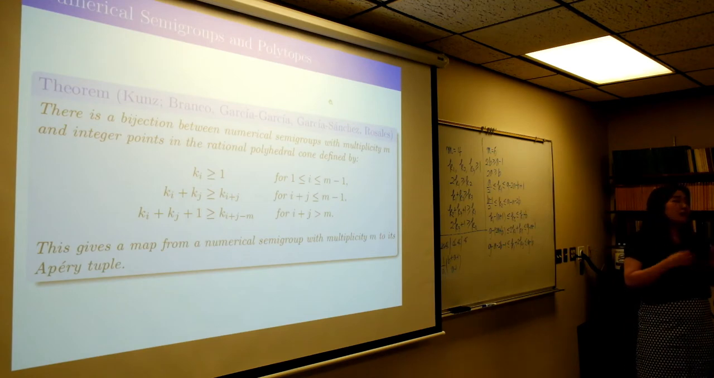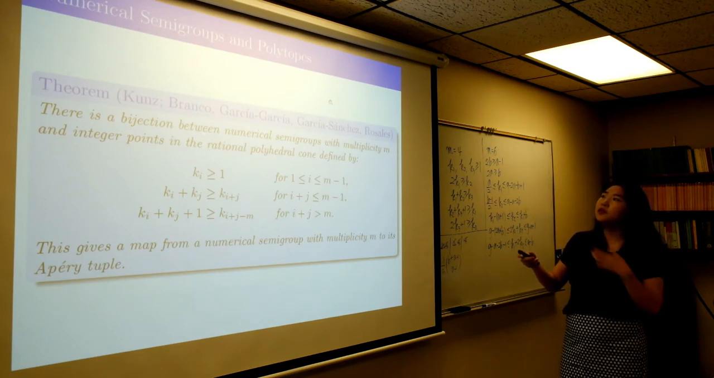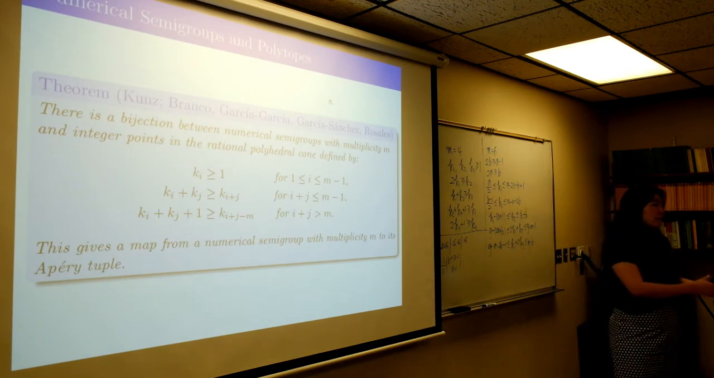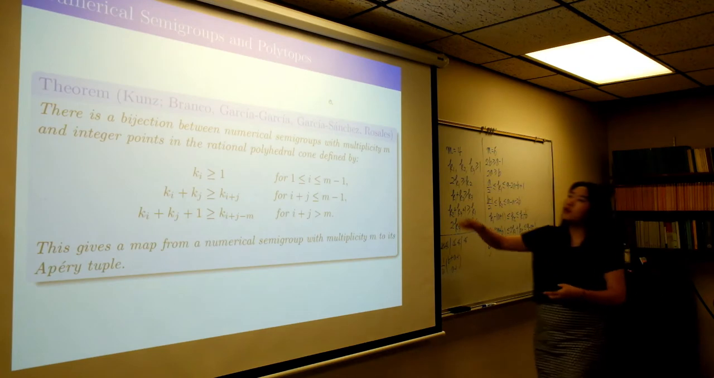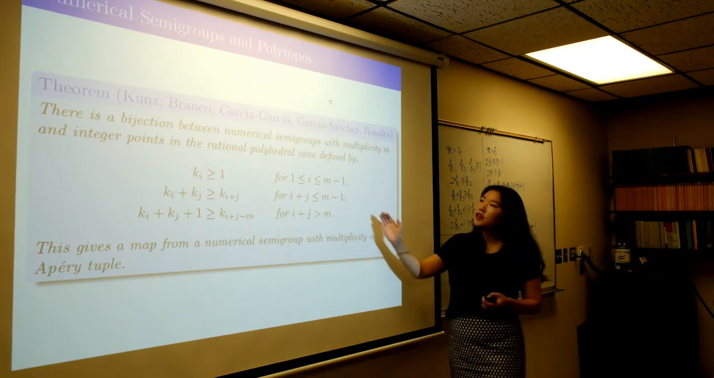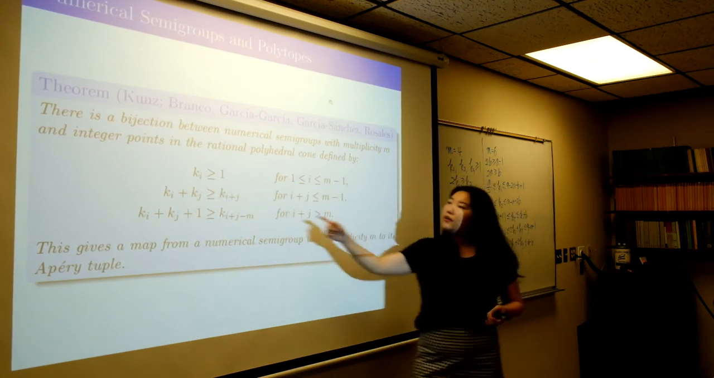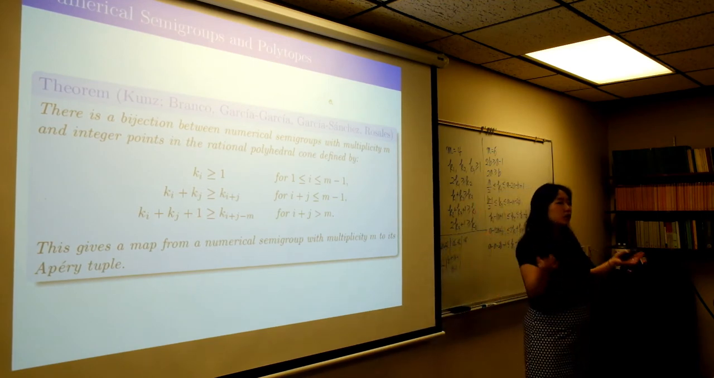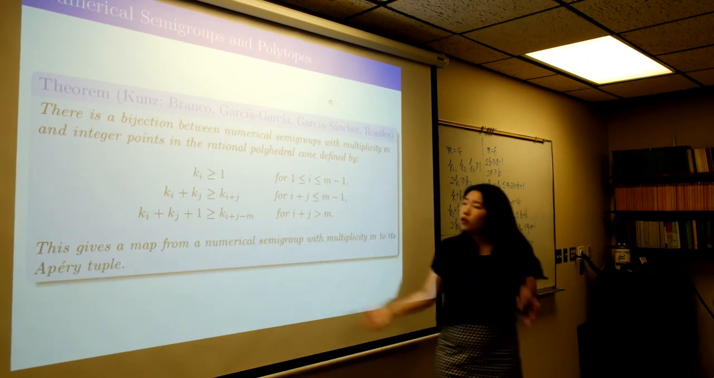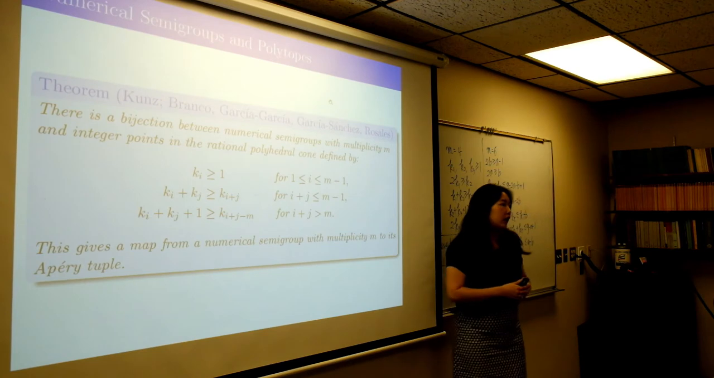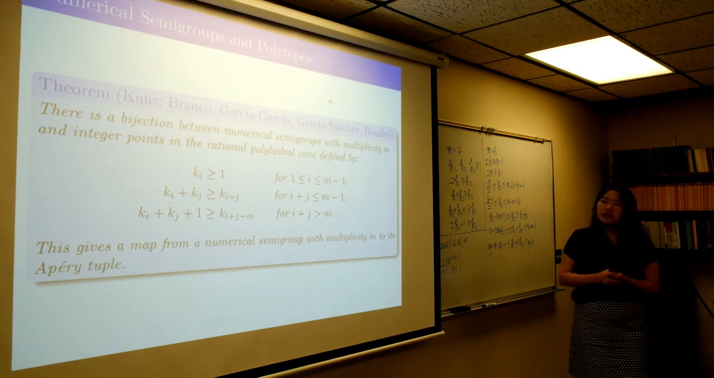And here's Kunz's theorem that I mentioned earlier. Kunz's theorem gives a bijection between numerical semigroups with multiplicity n and the set of integer points in a rational polyhedral cone defined by these inequalities. Here the index i ranges from 1 to n minus 1, and this inequality is true for all tuples i, j satisfying this condition, and this one is true for all tuples i, j satisfying that condition. Then this gives a map from a numerical semigroup with multiplicity m to its tuple.